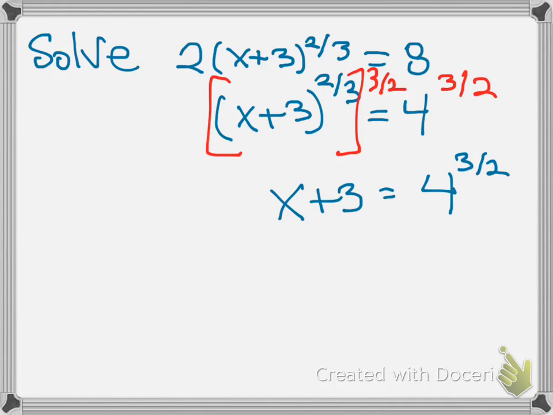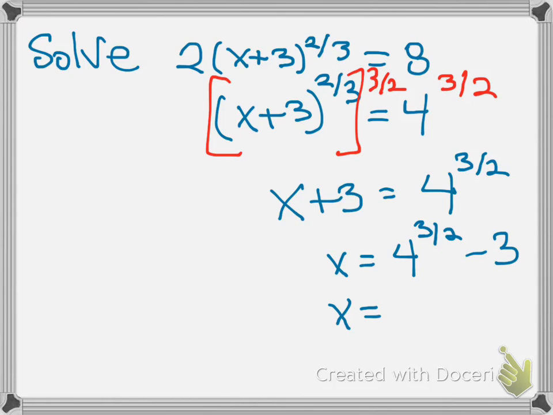I'm going to leave that alone for just a second and go ahead and finish solving this. Our next step will be to, of course, isolate x by subtracting 3 from both sides. So I'm going to get x equals 4 to the 3/2 power minus 3. Now that looks pretty horrendous. So what we can do at this point is simplify 4 to the 3/2 power.